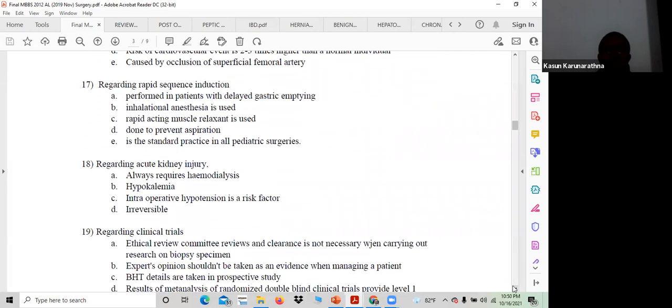Regarding rapid sequence induction, performed in patients with delayed gastric emptying. True. Inhalation anesthesia is used. No, you usually use IV drugs.